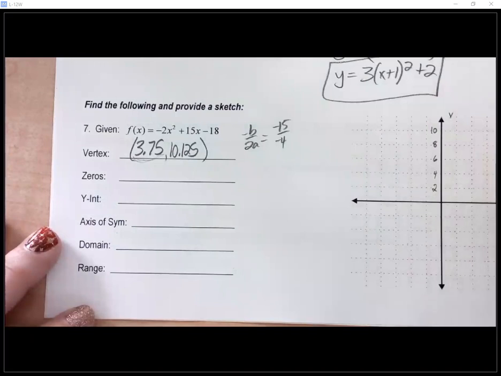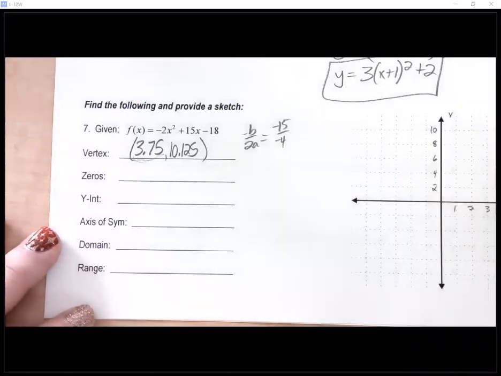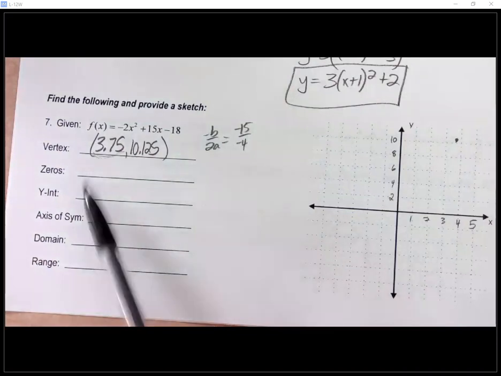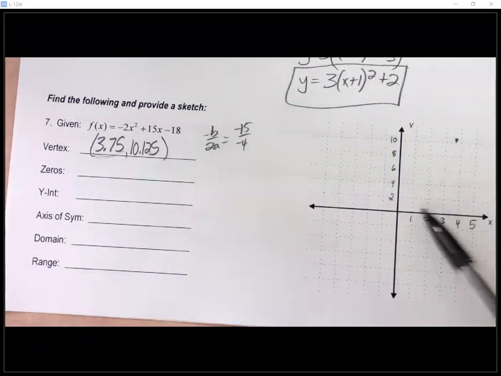I'll leave these as 1s. So if I'm going to plot that vertex, 3.75, 10.125, I'm right about there. Oops, sorry, I'm a little bit off. This one is not going to be very convenient for me to do the whole, remember the 1, 3, 5 and we multiply by a? It's not going to be convenient here because I'm not starting at a nice point. But you know what? It doesn't matter because I have to find my zeros anyway. So I'm going to find where this thing crosses. So I'll have my curve that way.